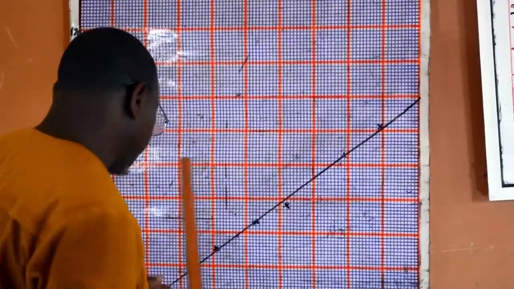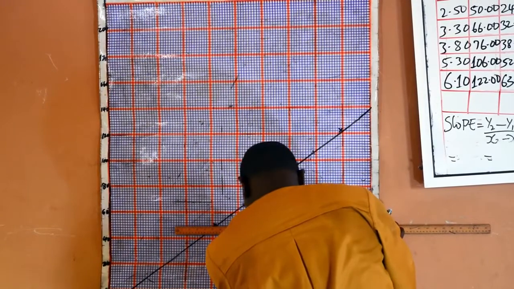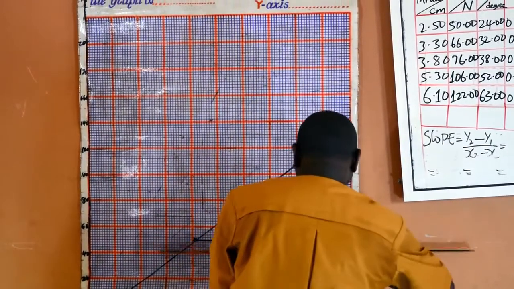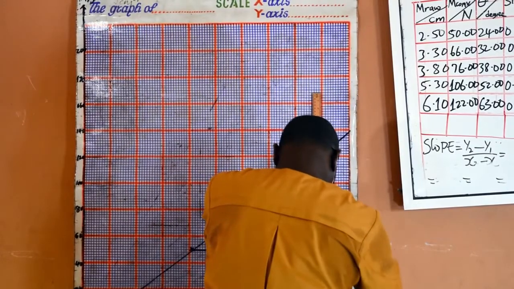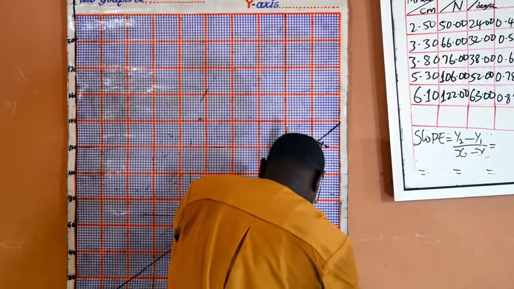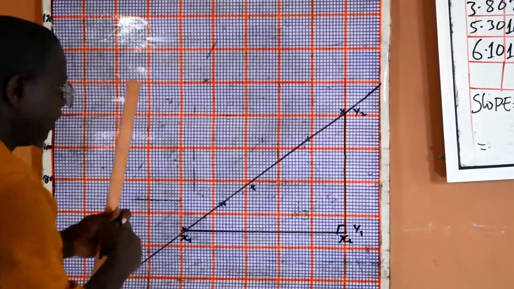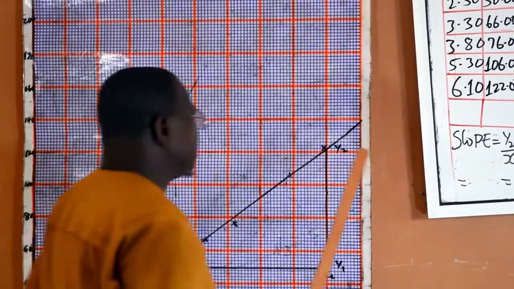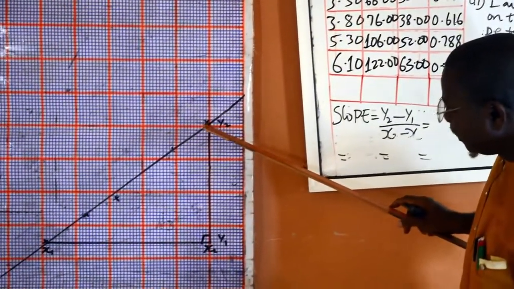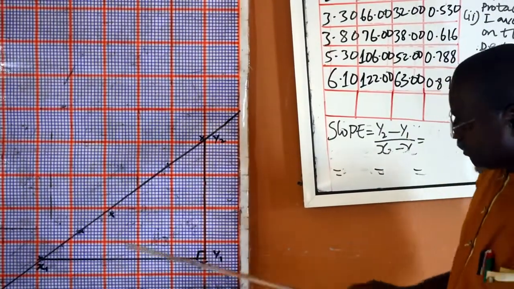Now we want to calculate our slope. To calculate our slope, we draw a horizontal line here, and a vertical line here. This is your Y2. This is your Y1. This is a right-angled triangle. This is your X2. This is your X1. Now we want to calculate our slope. We are making use of the table. If you look at it very well, you see that we make use of the last point, the highest point plotted here as Y2, and the lowest value plotted as Y1.